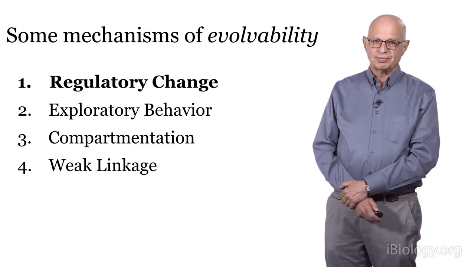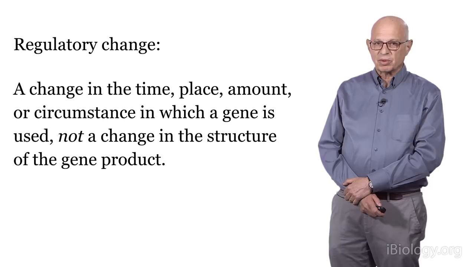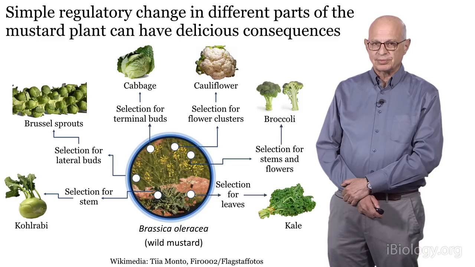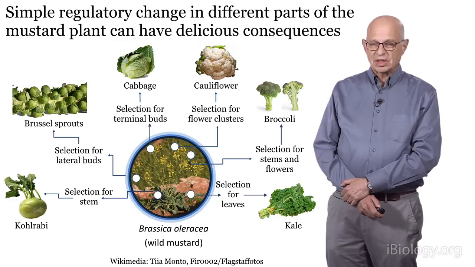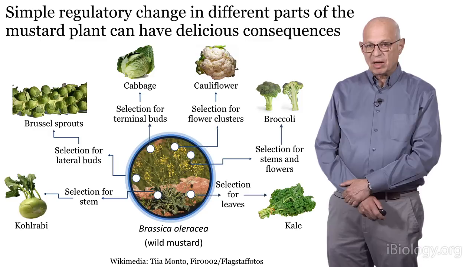So let's start with regulatory change. So as I say, it's a change in time, when something happens, time and place, time and amount, degree at which something happens, or circumstances. And at the level of a gene, we're talking about how a gene is used, not a change in the structure of the gene product. So here's a perfectly good example of how changing the place in which genes operate and changing the amount can give you quite a bit of variety, which has been very useful to man.